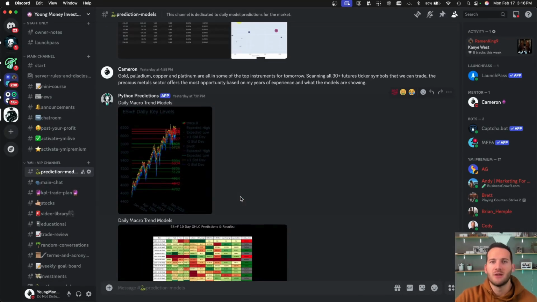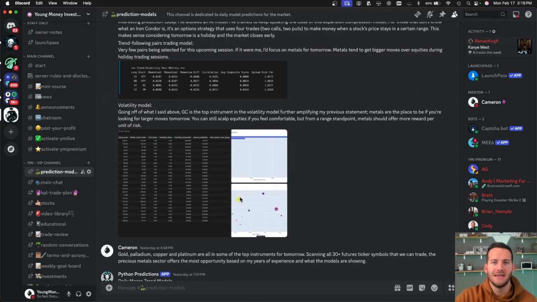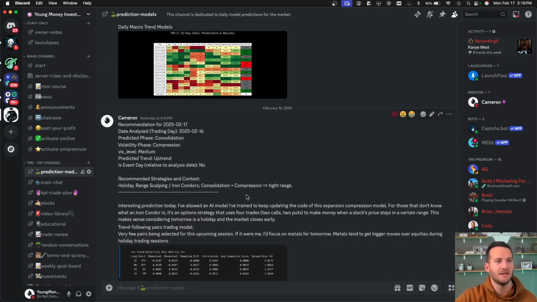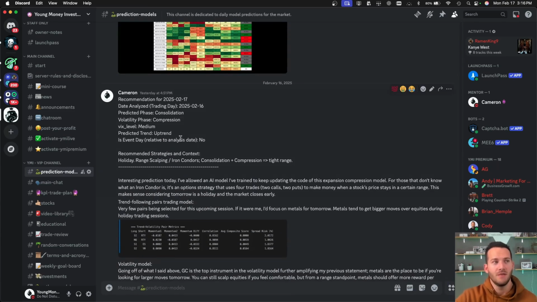We have several models, and each of these models plays a critical role in my plan for trading every single day. And I go through this, as you can see, every night. I post what my model's recommendations are. The predicted phase of the market. This tells me that the market is in a predicted consolidation phase. This was yesterday evening for today that we were in a consolidation phase.